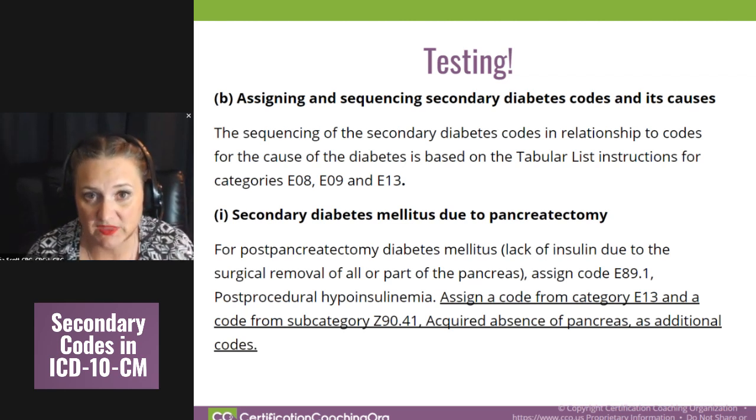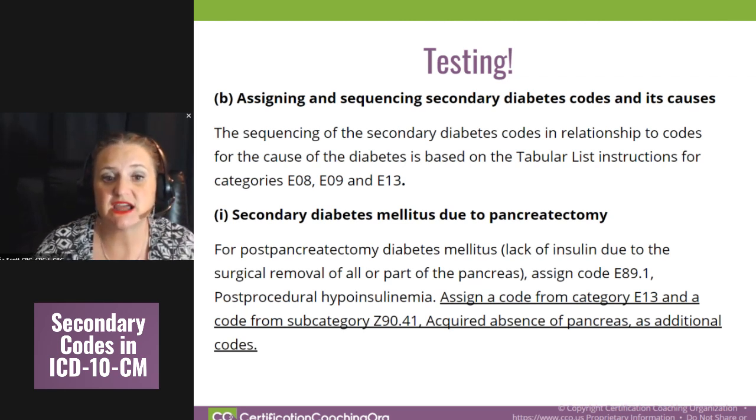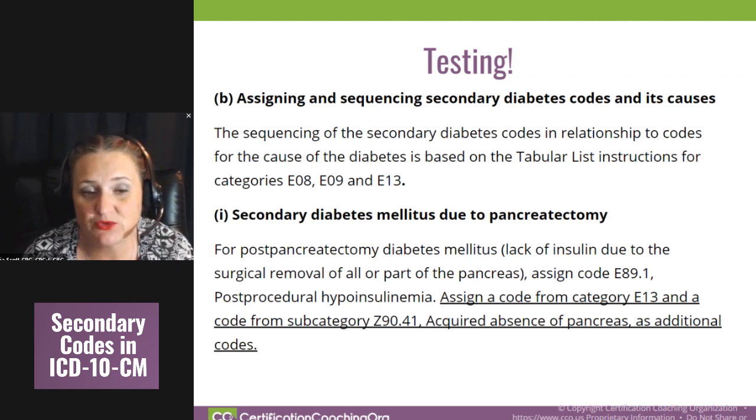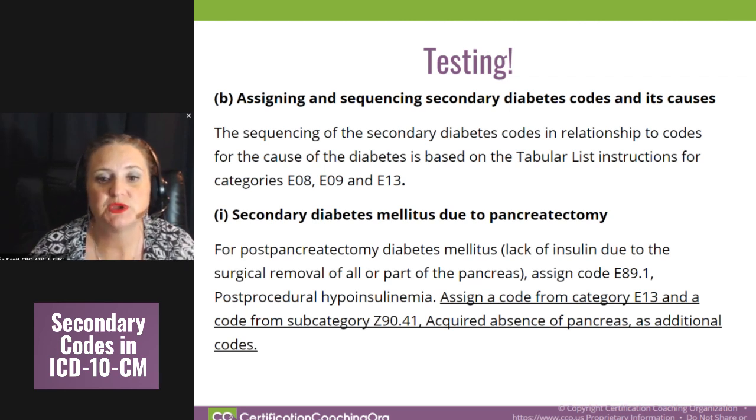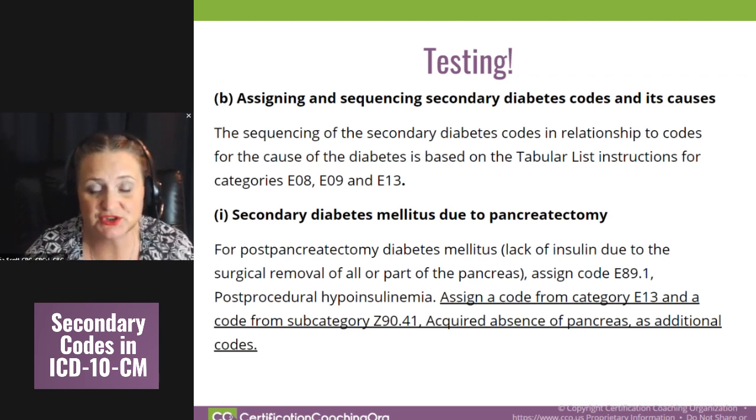So let's give you a little bit more specificity on a pancreatectomy, because they go into that a little more in depth with a guideline. It says secondary diabetes mellitus due to pancreatectomy. In other words, if you get a pancreatectomy, you're going to get diabetes. So it tells you, just pay attention, that if you have lack of insulin due to surgical removal of the pancreas, because that's what's going to happen. One of the functions of your pancreas is to produce insulin. If you don't have insulin, your body can't break down the sugar, and so you have too much sugar in your body, which makes you diabetic.